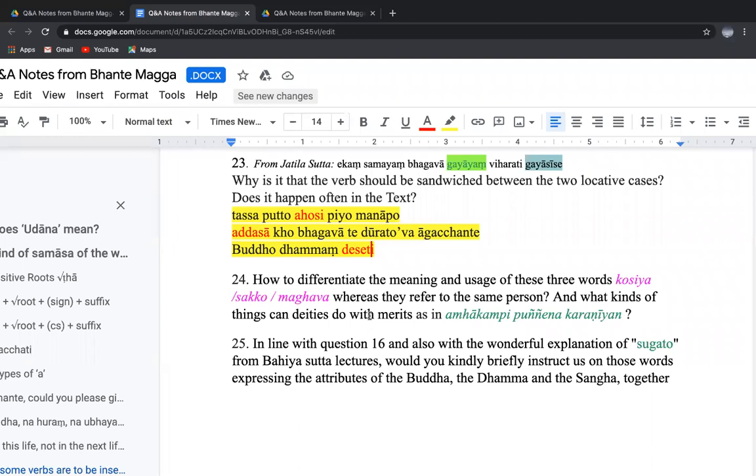So then we go to question number 24. How to differentiate the meaning and usage of these three words: Kosiya, Sakka, Maghava, whereas they refer to the same person, right? Yes, these three refer to the same person. They are the names for Sakka. If you want detailed explanations, I'm not familiar; I don't know the word formations of these words.